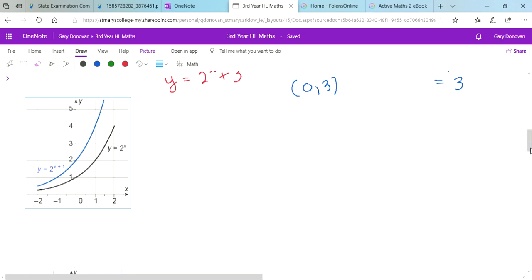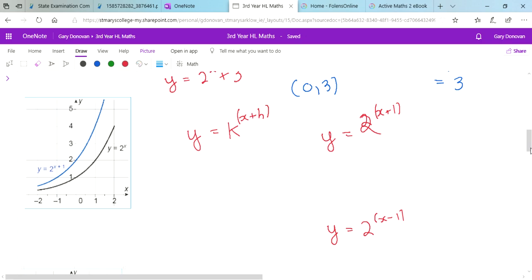Last one. What if we have a function y equals k to the power of x plus another number h, but this is in the exponent? So an example of this would be y equals 2 to the power of x plus 1, but the plus 1 is in the exponent. You could also have y equals 2 to the power of x minus 1. So this could be a plus or minus.